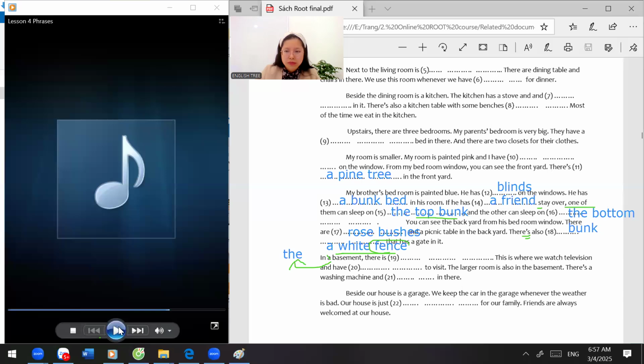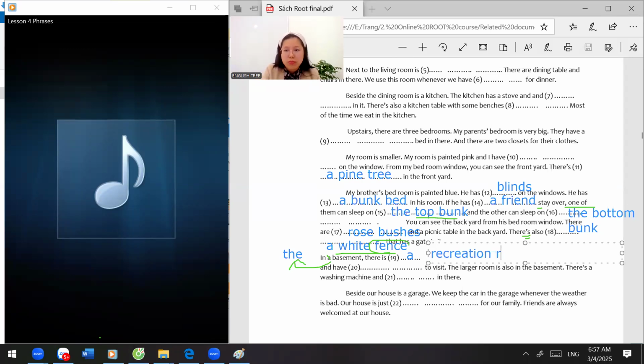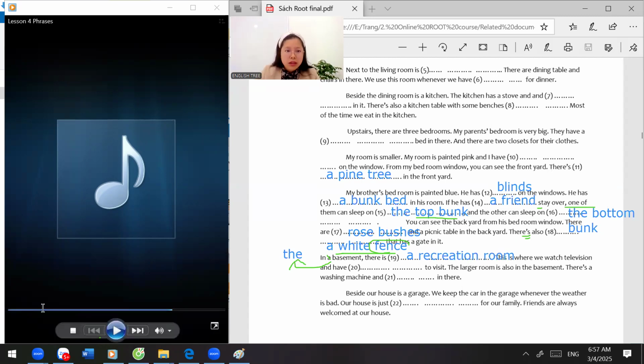There is a recreation room. Here it's a, but it sounds a lot like the, because this is the first time we talk about a recreation room. This is the first time we talk about it. And so it's a, but then there's a link between is and a, and it sounds like the.